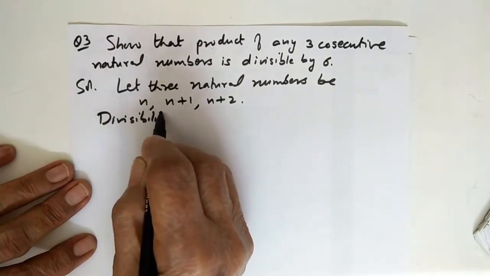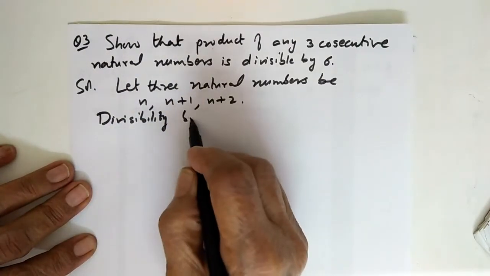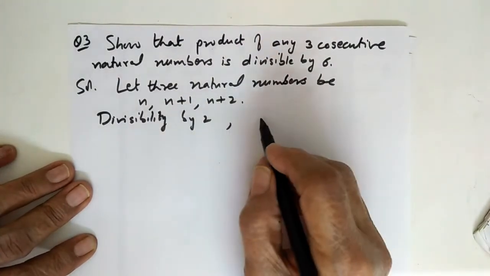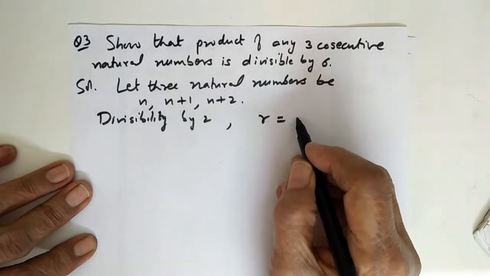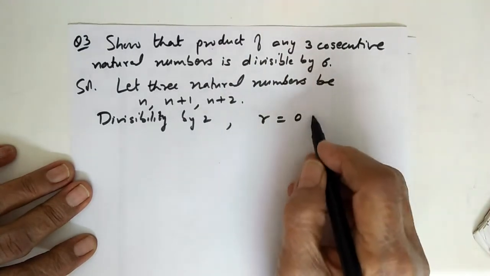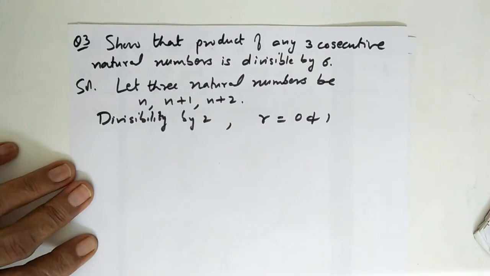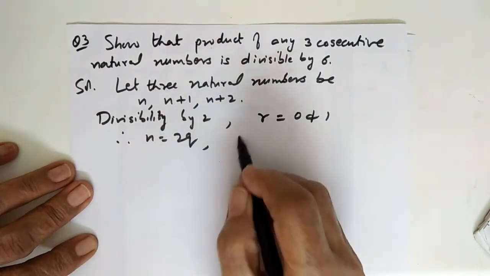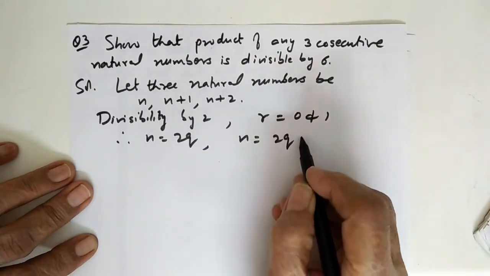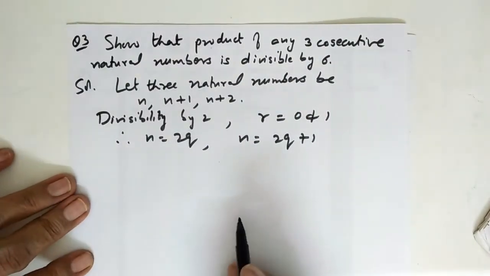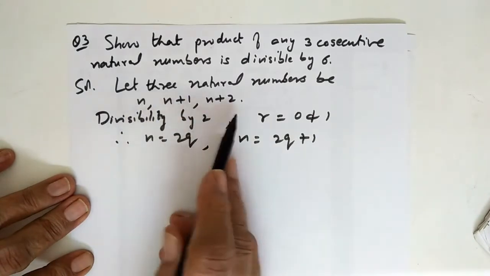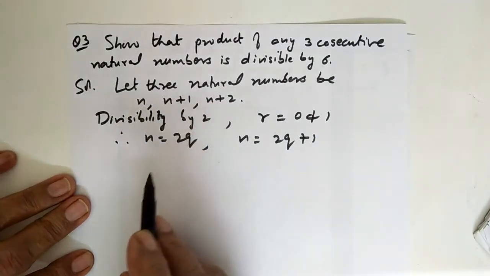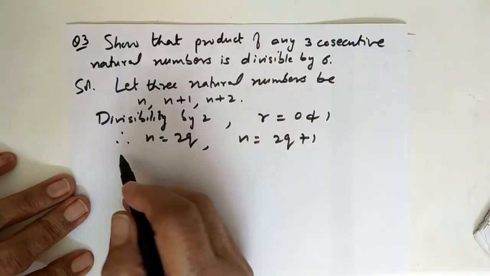Divisibility by 2 means the remainder will be 0 or 1. So therefore, n is equal to 2q and n is equal to 2q plus 1. Instead of writing n, n plus 1, n plus 2, I will write n is equal to 2q.